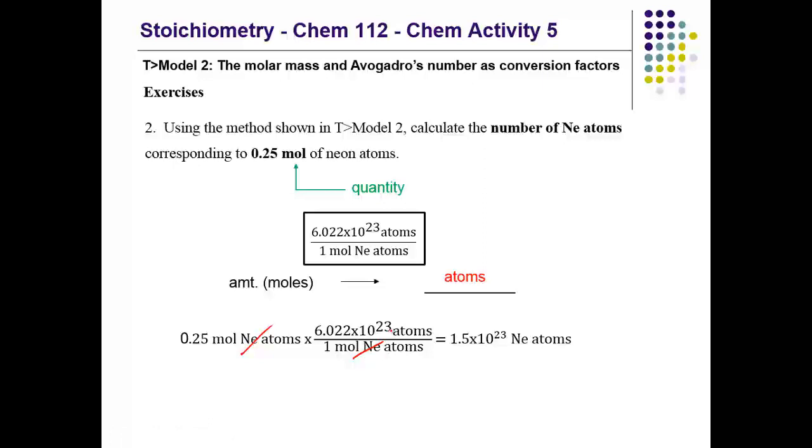It's helpful to step back and see, well, does this make sense? So we've got about a quarter mole of neon atoms. 1.5 is roughly a quarter of Avogadro's number. So yes, indeed, this calculation makes sense.